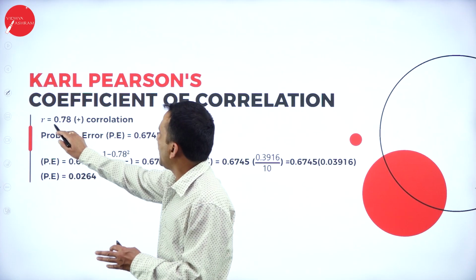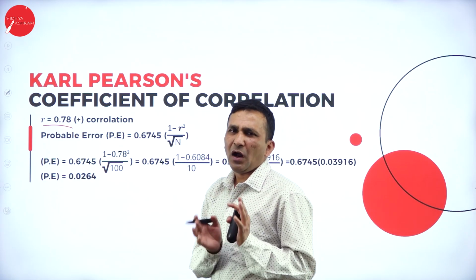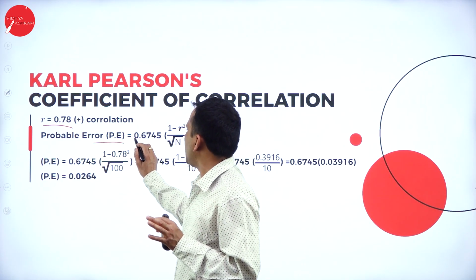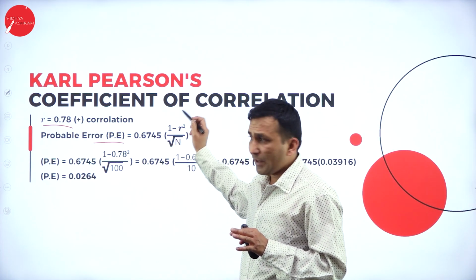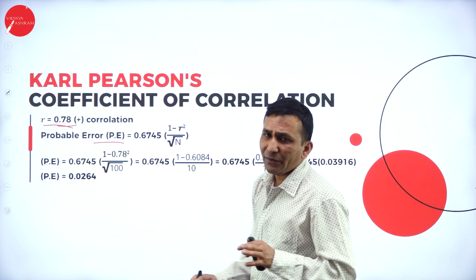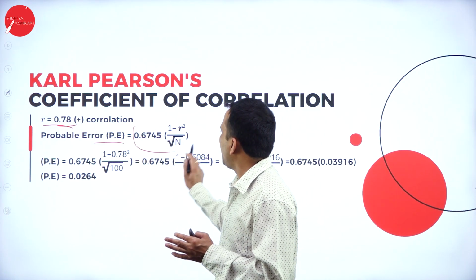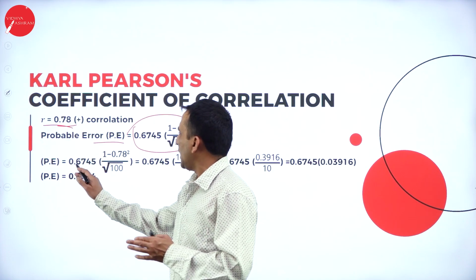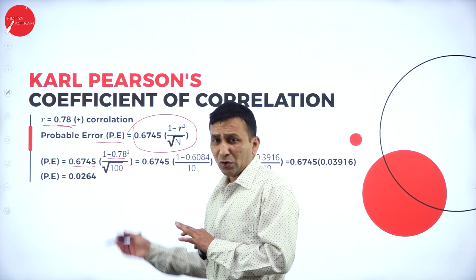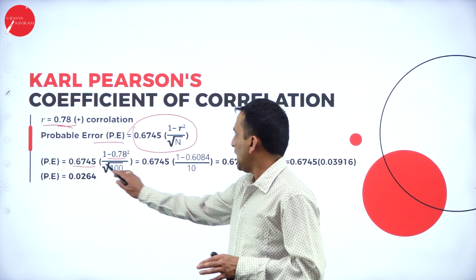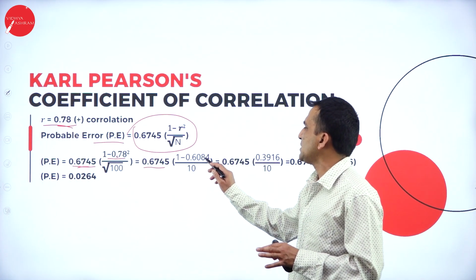Here for the probable error, we know the r correlation value we got is 0.78, which I have written. The probable error has a constant value which is always 0.6745, into 1 minus r to the power of square, divided by root n, because we know the formula is standard. You must remember this formula. In place of r, I have written 0.78 to the power of square, divided by root n equals 100. 1 minus, if you take the power you are getting 0.6084.